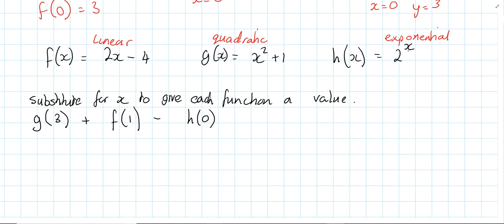Yeah? So the number that you substitute in for x has no meaning. You can choose any number, right? So what am I being asked to do here? g(x) means I'm doing 3 squared plus 1, plus 2 times 1 minus 4, minus 2 to the power of 0.